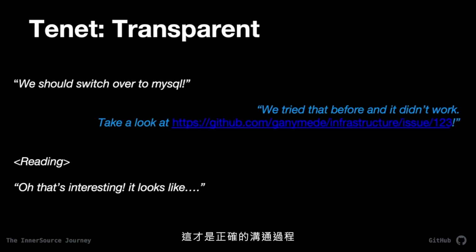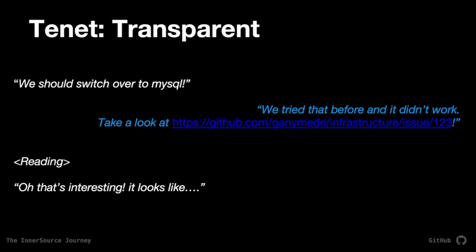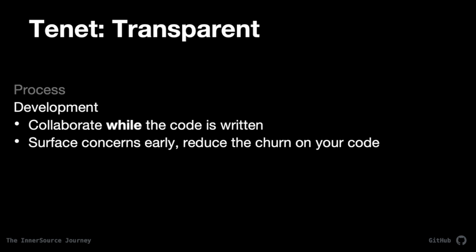This is what it should look like. I want to switch to MySQL. We tried that. And by the way, take a look at this GitHub issue that explains why we made this decision. User reads. Now they have context for why that decision is made, and they can make an educated decision about whether or not it applies to their organization, or if there's something they can learn from that that helps influence their decision in a meaningful way so that they can make the right business decision. So transparency, not just about the product, but also about the process, is super important for helping make sure that we're sharing information in the right way.